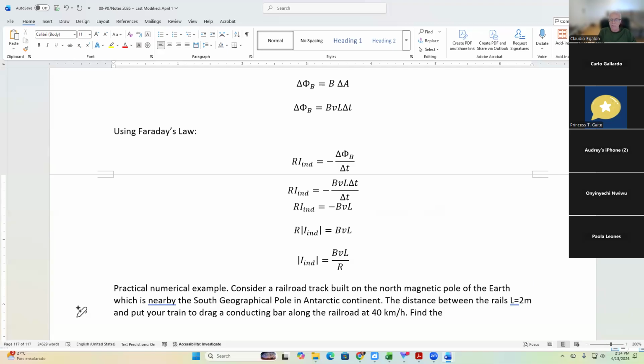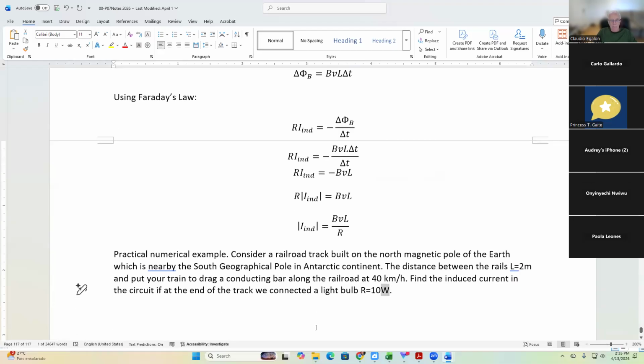Find the induced current in the circuit, if at the end of the track we connected a light bulb with a resistance R of 10 ohms. That's a practical example.